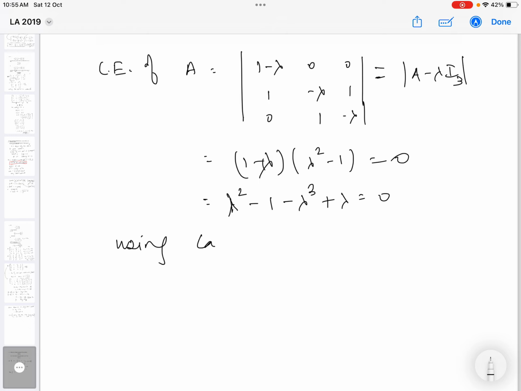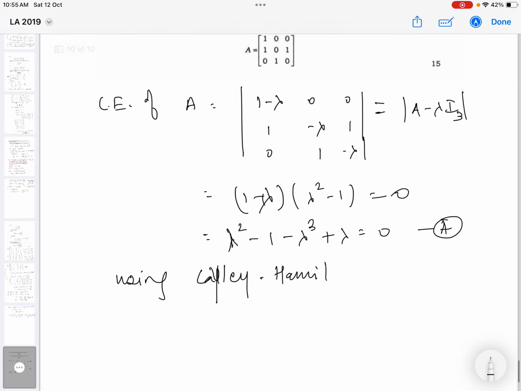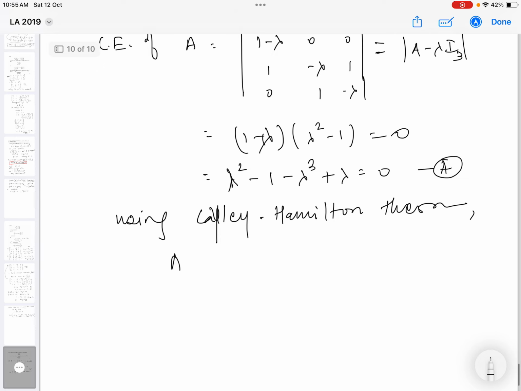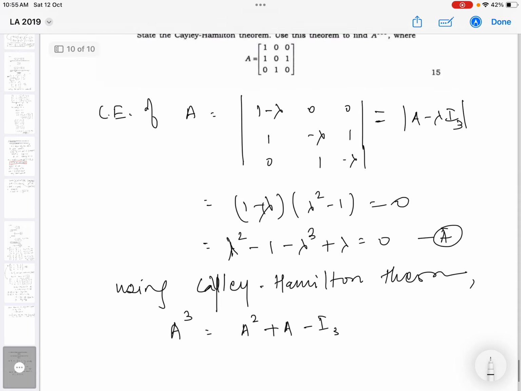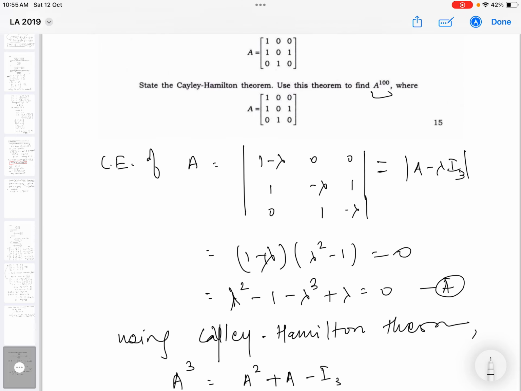Using the Cayley-Hamilton theorem, we can say that this equation will be satisfied by matrix A. Spelling is right, Cayley-Hamilton. So we can write here A cubed plus A squared minus A minus I equals 0. Okay, so we got it. Now we have to reduce A to the power 100 into the form of A.